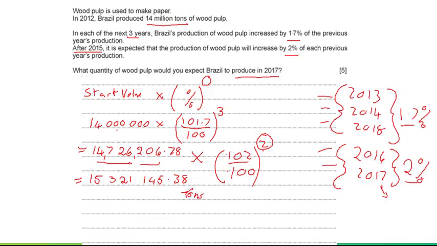So in answer to the question, what quantity of wood pulp would you expect Brazil to produce in 2017? 15,321,145.38 tonnes.